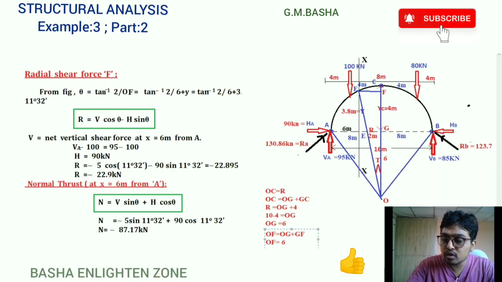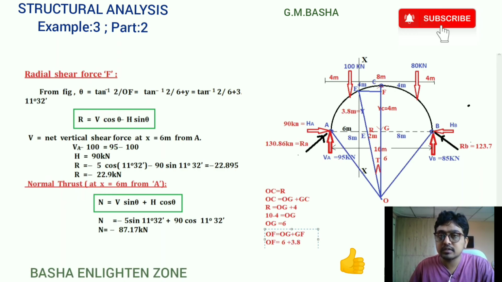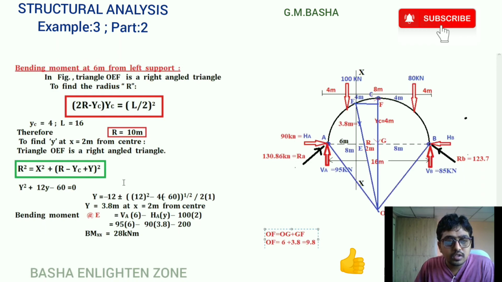GF value will be equal to Y. So EE or GF will be the same, that is 3.8 meters. See here, this OF value equals 6 plus 3.8, equal to 9.8. So after simplifying, you will get the obtained Y value equal to 3.8 meters.